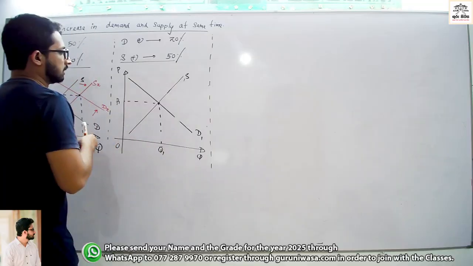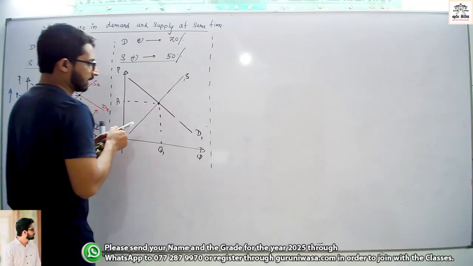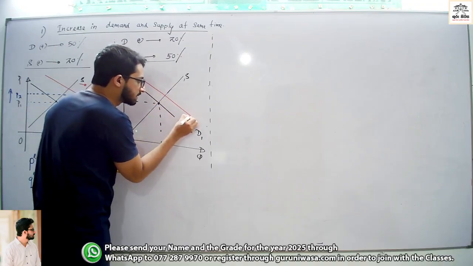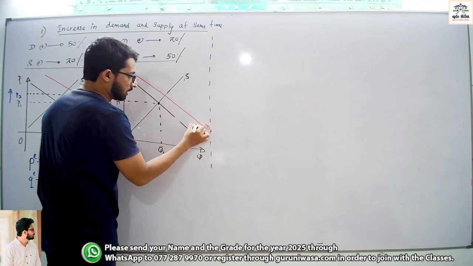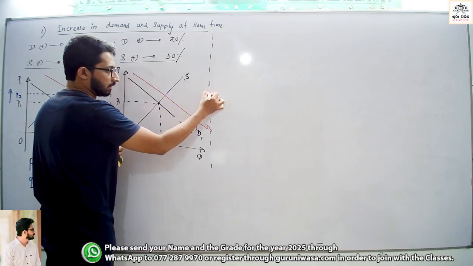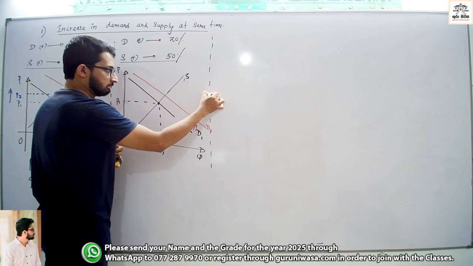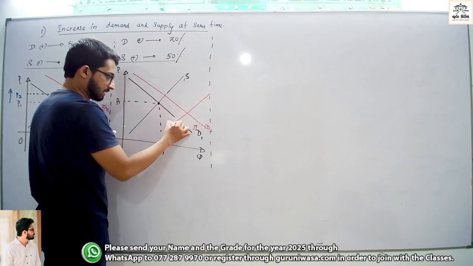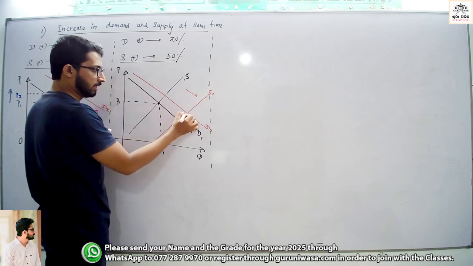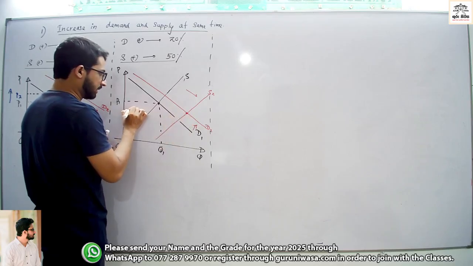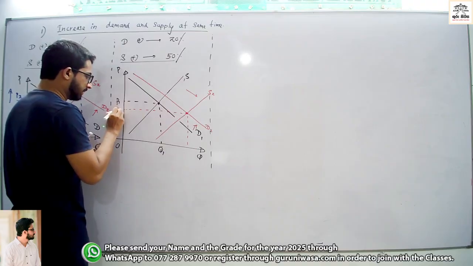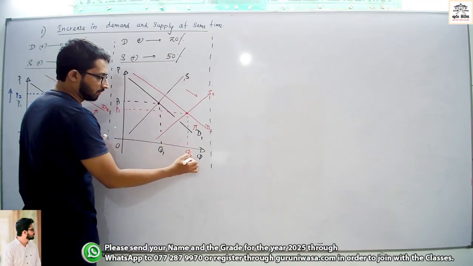Here, the demand curve shifts to the right side, but by a small percentage, a small distance, like this. D2. The supply curve shifts to the right side by a large distance, Lamai, like this. This is S2. Then you can see, Lamai, the new demand curve and supply curve intersect at this point. This is the equilibrium price. This is the equilibrium quantity.